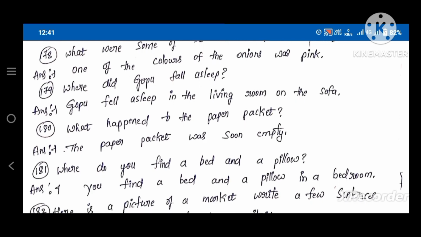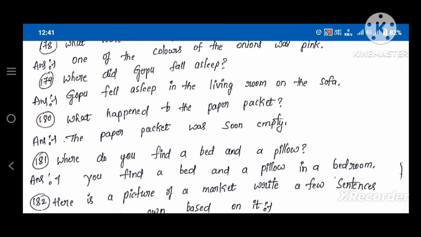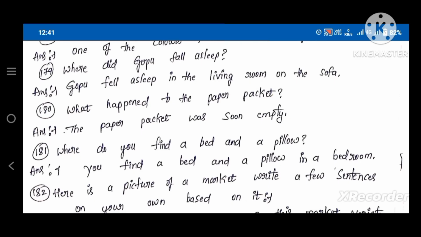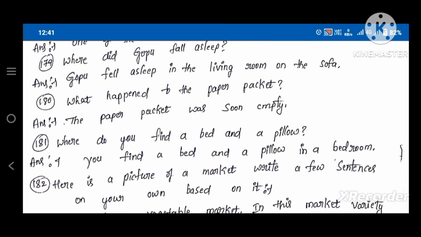Where do you find a bed and a pillow? You find a bed and a pillow in a bedroom. Here is a picture of a market. Write a few sentences on your own based on it.